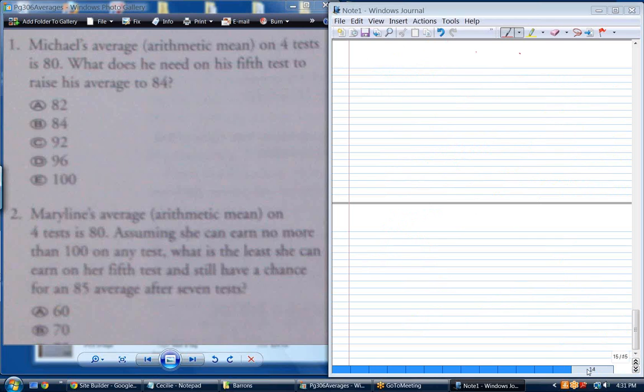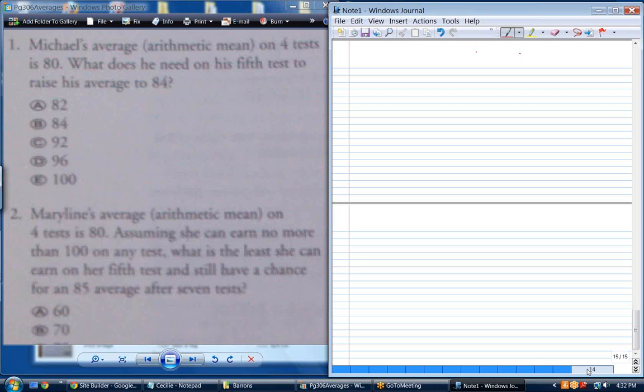So Michael's average on 4 tests is 80. So what does he need on his 5th test to raise his average to 84? Well, average problems are all about what? Total. The sum of the numbers divided by the total amount. Just know that when you go to do an average problem, you're going to have to figure out totals.